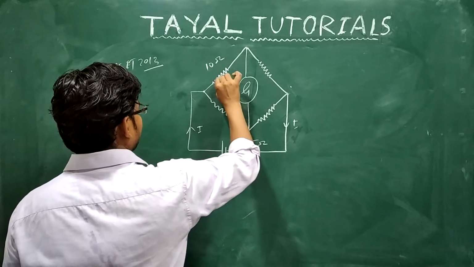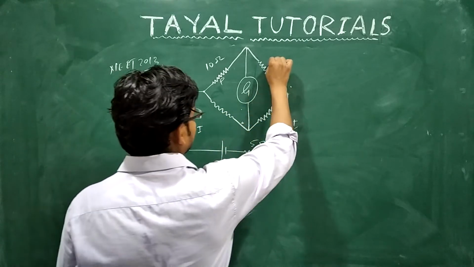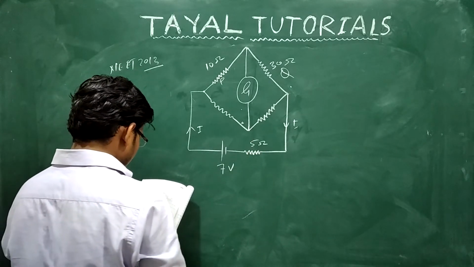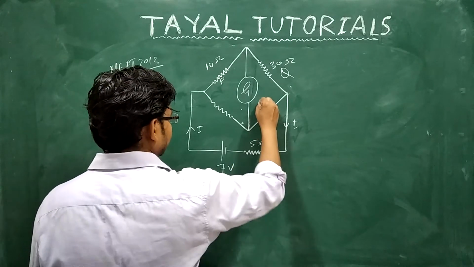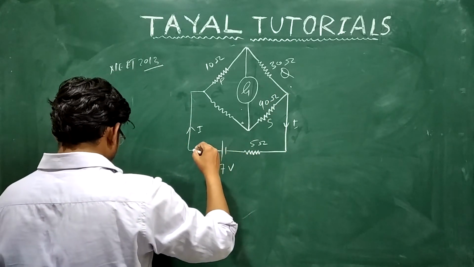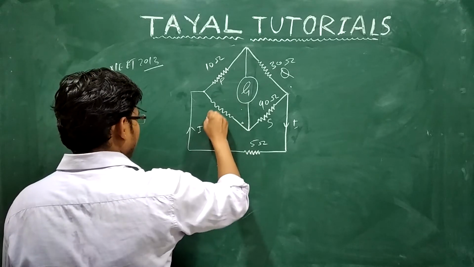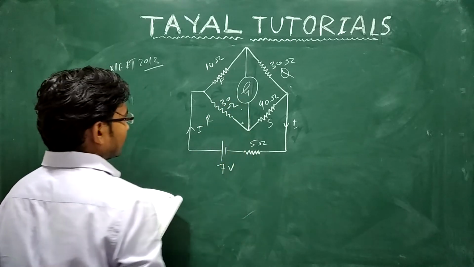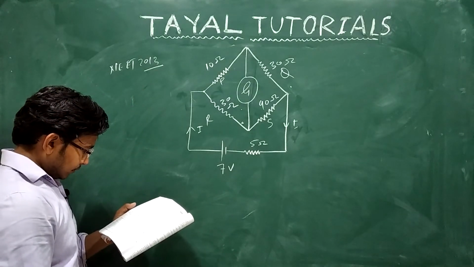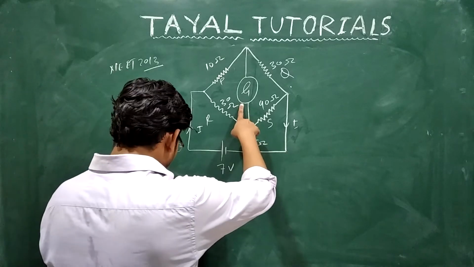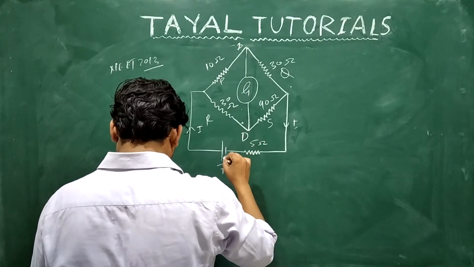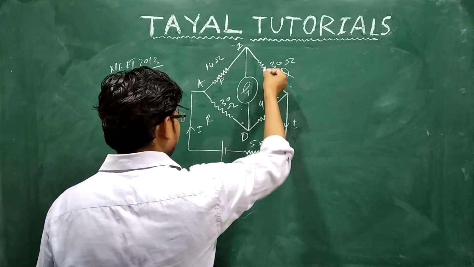10 ohm, which is named as P, this is 30 ohm, which is named as Q, this is 90 ohm, which is named as S, and this is R, 30 ohm. Okay, this is how they have given all the values. Simply this galvanometer is connected in between, that they have named B, this is A, this is B, this is C.